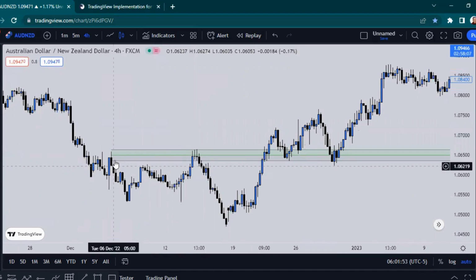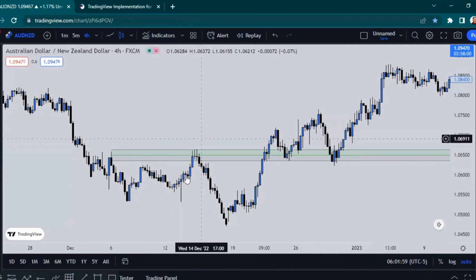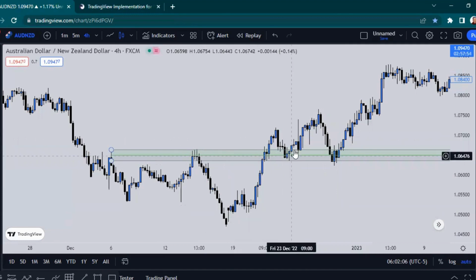So here we have a first tap, a second tap, a third tap. If you were here on the fourth tap, you would have taken it, because why? The market has rejected this level impulsively. It has broken this level, come back to it, rejected it again, validating this level. It's a break and a retest.